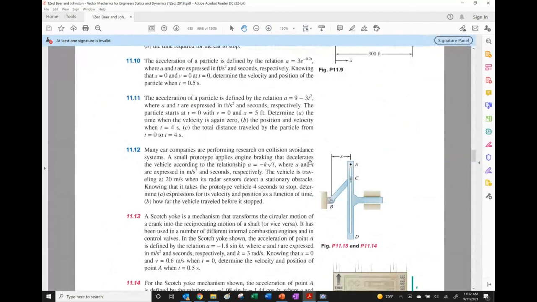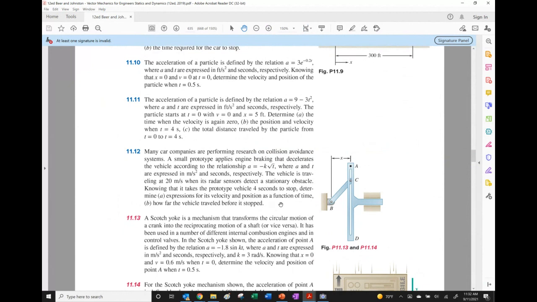Many car companies are performing research on collision avoidance. That's interesting, right? A small prototype applies engine braking that decelerates the vehicle according to the relationship a is equal to negative k square root of t, where a and t are expressed in meters per second squared and seconds respectively. The vehicle is traveling at 20 meters per second when its radar sensors detect a stationary obstacle. Knowing that it takes the prototype vehicle 4 seconds to stop, determine expressions for the velocity and position as a function of time and how far the vehicle traveled before it stopped.